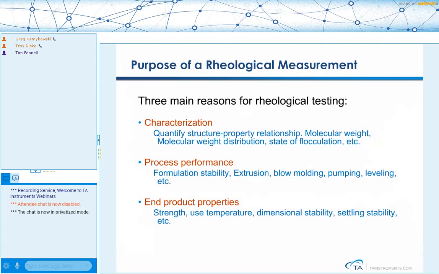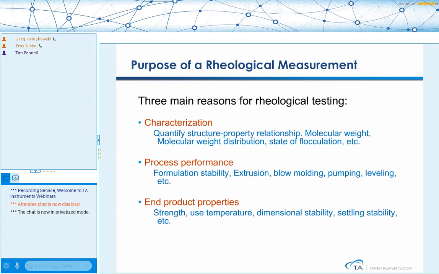The reasons that we do rheological measurements are shown here. One is that we want to do characterization of the materials, like for a synthetic chemist who's made some materials in a lab and wants to see what the effects are of changing formulation, catalyst, or synthesis condition. We want to find a way to measure the molecular weight and molecular weight distribution of the material, and also things like the state of flocculation or branching and properties like that.